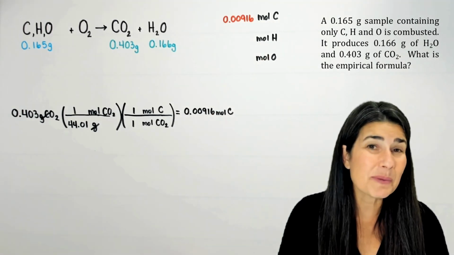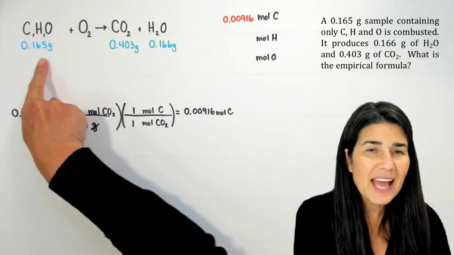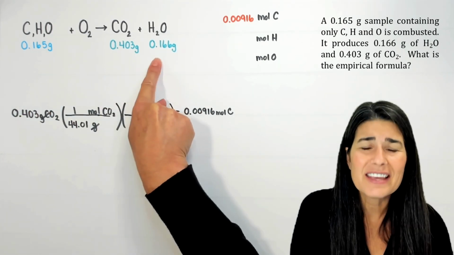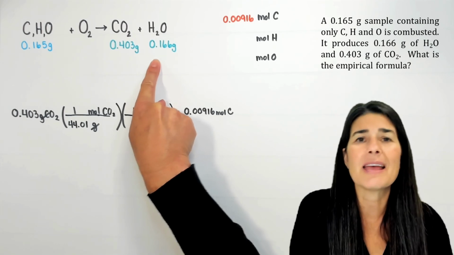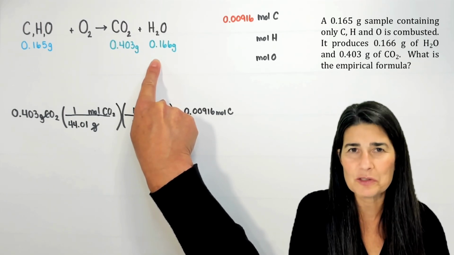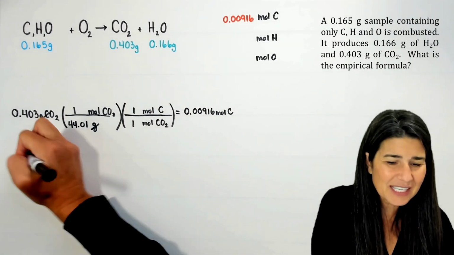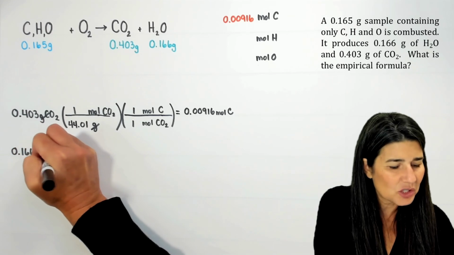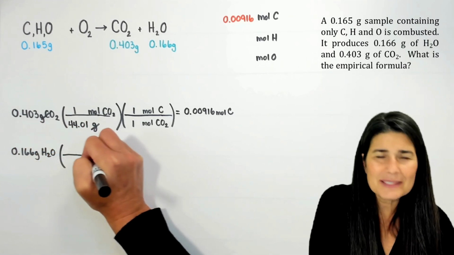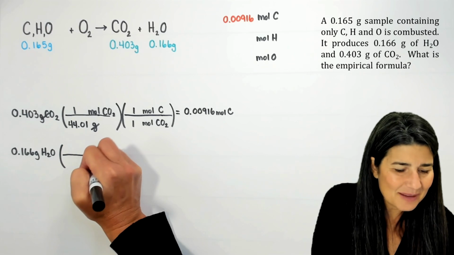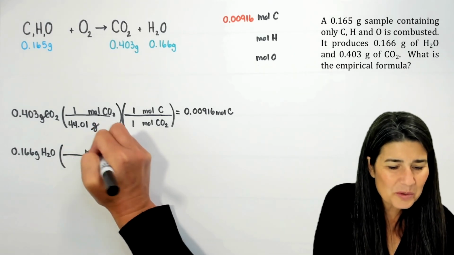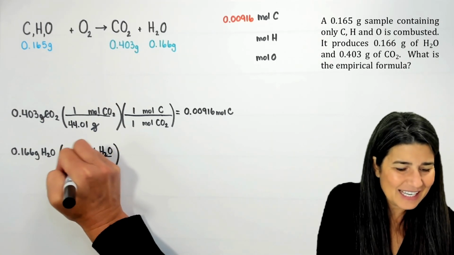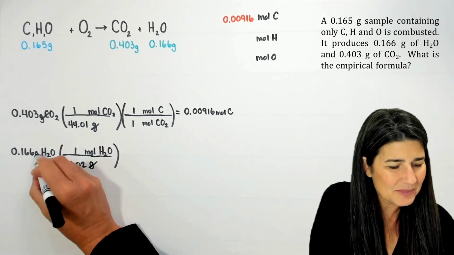The information that's going to help us with that one is water. The hydrogen in our original compound only went 1 place, and that's into the water. So we can take the number they gave us for water and backtrack that over to moles of hydrogen. Let's do that now. So we're going to take our 0.166 grams of H2O. What can I get to from grams? Moles. So we're going to get rid of grams on the bottom and go to moles of water on the top. 1 mole of water is 18.02 grams. Grams go away.